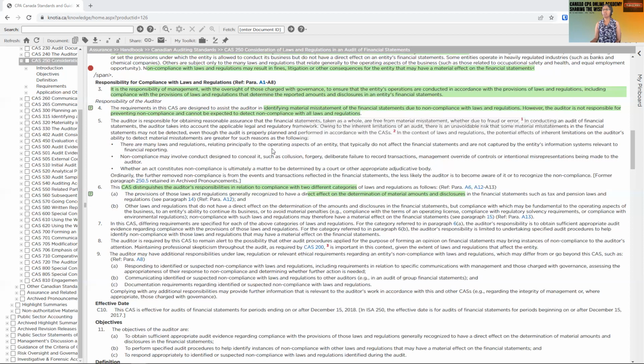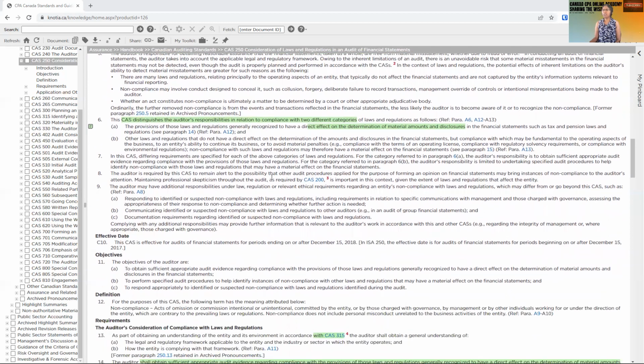Remember, audit is always a reasonable assurance. It is not a 100% guarantee that every single misstatement or non-compliance would be detected. The auditor would look for it, but it cannot be expected that they would detect the non-compliance for all the laws and regulations. So that is made clear.